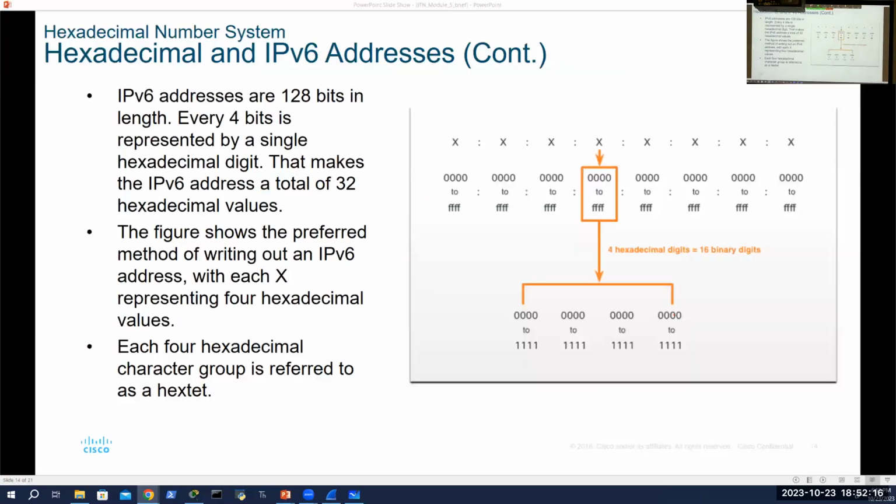All right, so IPv6 addresses, that's the reasoning for talking about hex here. And you're going to see in IPv6 a bunch of hexadecimal digits. Well, it's 128 bits. Each hexadecimal digit is 4 bits. So how many hexadecimal digits are there in an IPv6 address? 4 into 128.